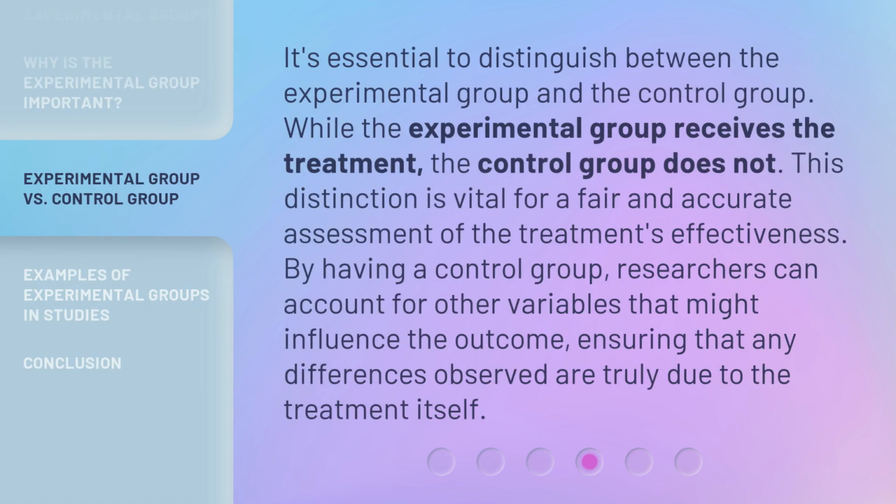It's essential to distinguish between the experimental group and the control group. While the experimental group receives the treatment, the control group does not. This distinction is vital for a fair and accurate assessment of the treatment's effectiveness. By having a control group, researchers can account for other variables that might influence the outcome, ensuring that any differences observed are truly due to the treatment itself.